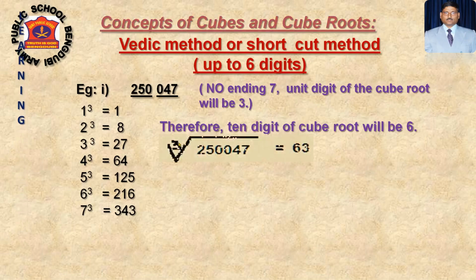Hence the cube root of this number 250047 will be tens digit 6 and unit digit 3, that is 63. You can try it outside. This big number, if you try to find the factors, will take a long time. Follow the unit digit and tens digit method. That is called the shortcut method or Vedic method.